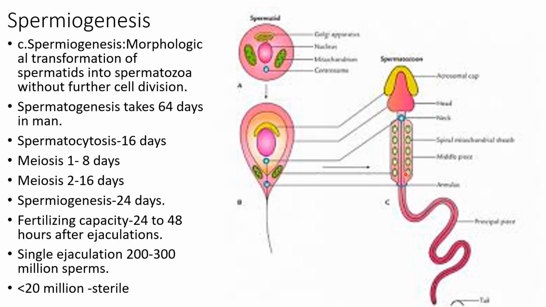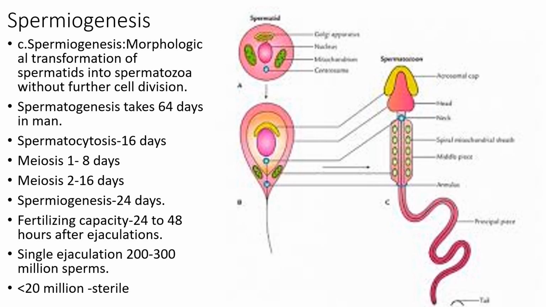So this is the structure of spermatozoa, and the entire process of spermatogenesis, that is development from primordial germ cell up to the spermatozoa, takes 64 days in man. The process of spermatocytogenesis requires 16 days to complete. Meiosis 1 needs 8 days. Meiosis 2 takes 16 days to complete. Spermiogenesis occurs about 24 days after the second meiotic division.